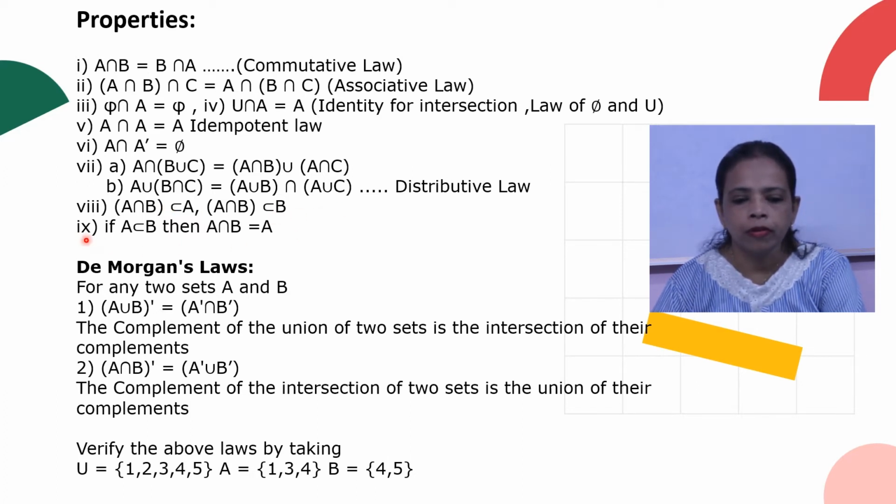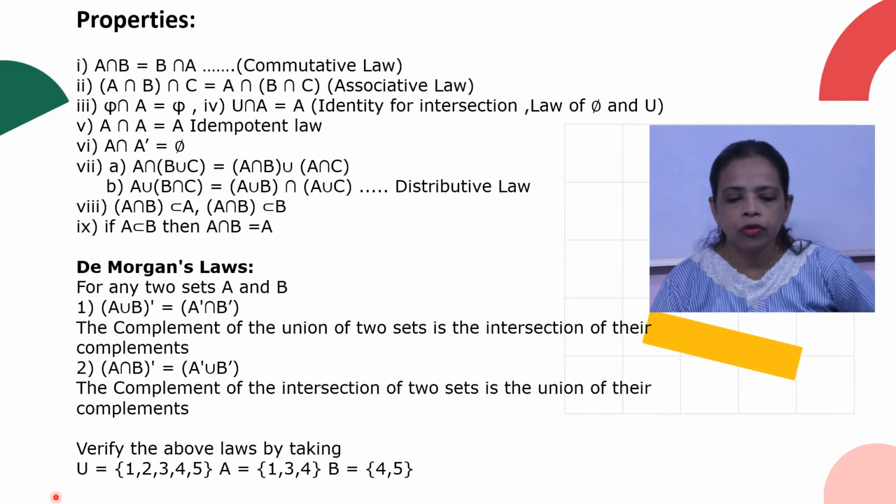Now property number 9. Suppose two sets A and B, if I take the intersection of A and B, there is a common portion. So whatever set we get, that will be a subset of set A. Similarly, A intersection B is always a subset of B. Now, property number 10, if A is a subset of B, then A intersection B is equal to A.